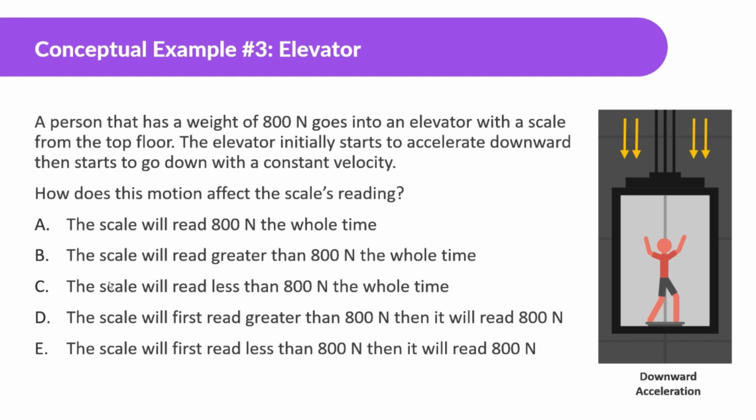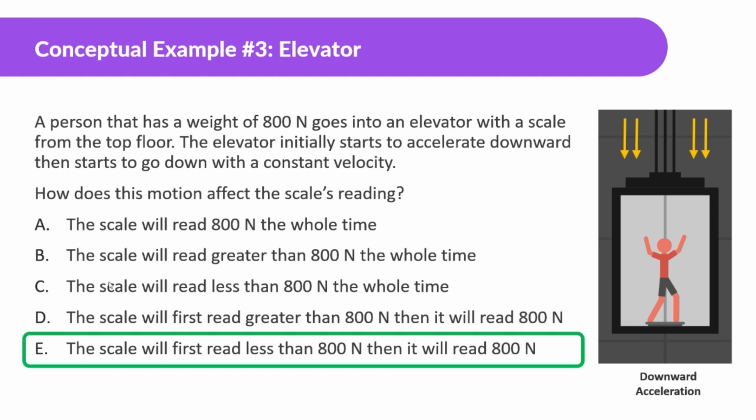So pretty similar to what I said in the last slide. The scale will first read less than 800 newtons, and then it will read 800 newtons. Again, the reason for that is while it's accelerating downward, there's not going to be as much contact with the ground because the platform is kind of like moving away from it, so you won't have as much normal force. So it'll read less than 800 newtons at the beginning. But once it starts traveling with a constant velocity, that means acceleration is zero, and it will read 800 newtons.